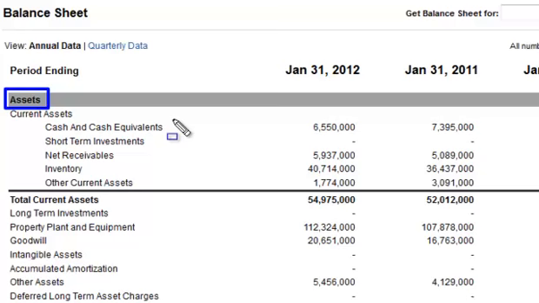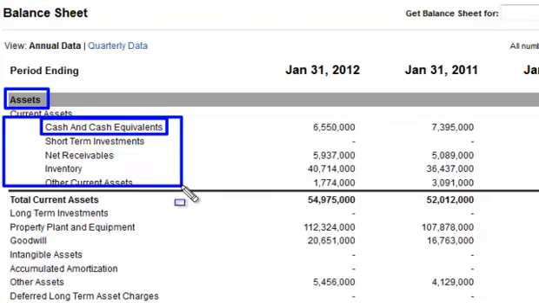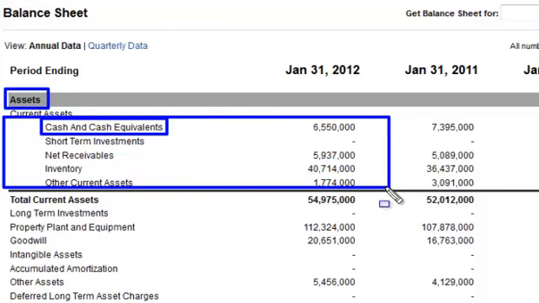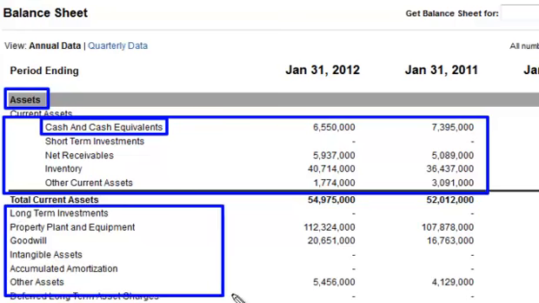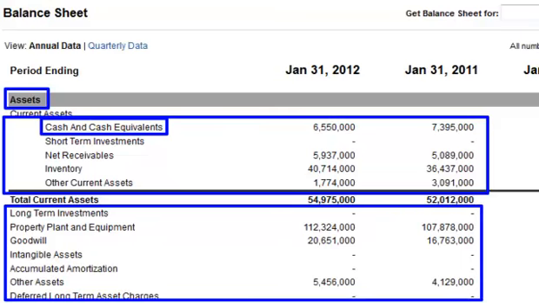Whenever you're looking at assets, you'll notice that they are listed in order of liquidity, those that are closest to cash, with cash being at the top of the list. Those that fall below are the current assets, like we talked about in an earlier video. These are the assets which can be turned into cash within 12 months, and the longer-term assets or fixed assets are those that take longer than 12 months to turn into cash.